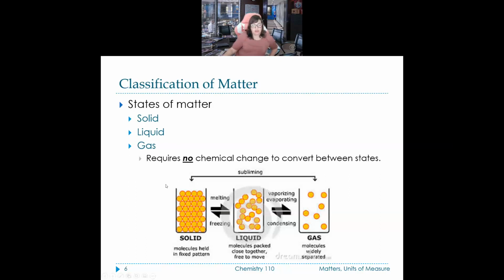Now, it does not require a chemical change to go between these states. If I have water in the solid form, ice, and I heat it up to take it to the liquid form, that is not a chemical change. That's a physical change. We'll talk about this in a lot more detail later, but going from solid to liquid is melting, liquid to solid is freezing, liquid to gas is vaporizing, gas to liquid is condensation, and solid to gas is sublimation. Those are the things we talk about in terms of classifications of matter and moving between those phases.